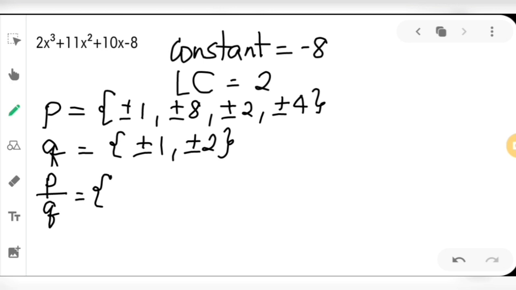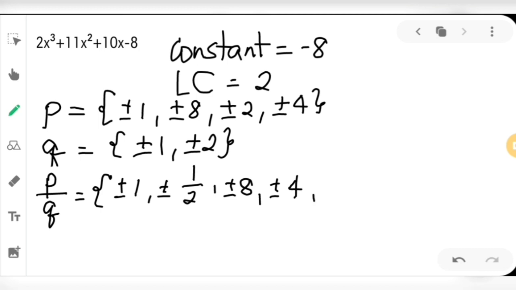Now we are going to divide. We have here P over Q. That means we are going to divide each factor of the constant by each factor of the leading coefficient. Now let us start with 1. 1 divided by 1 is 1. Do not forget the positive negative sign. Then 1 divided by 2 is positive negative 1/2. Then 8 divided by 1 is equal to positive negative 8. 8 divided by 2 is positive negative 4.